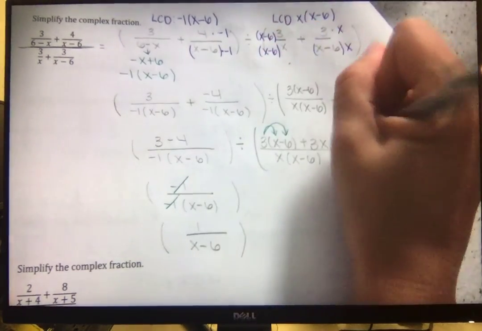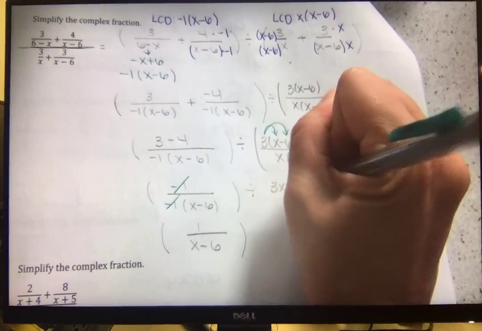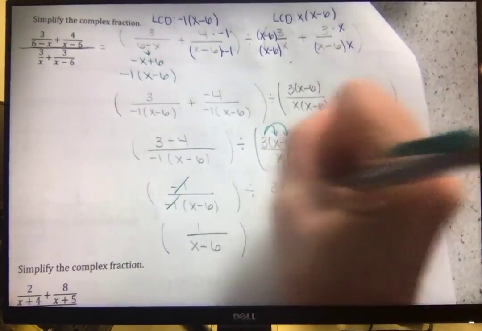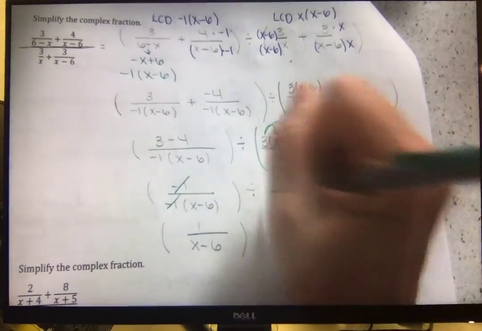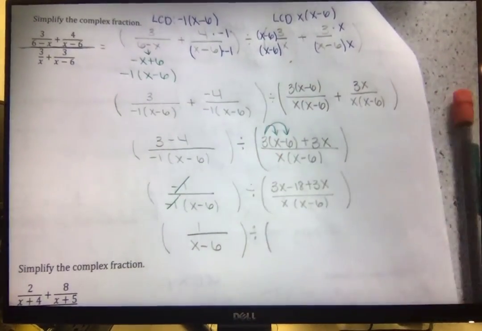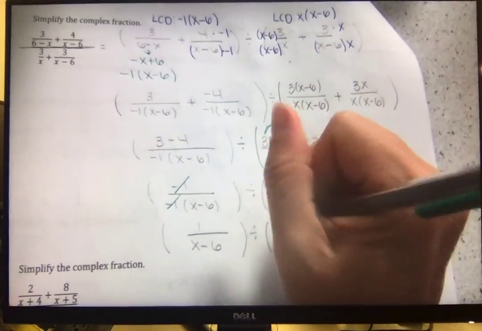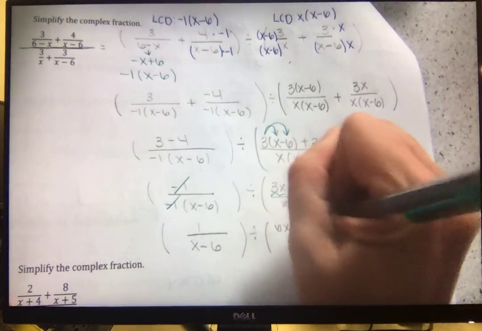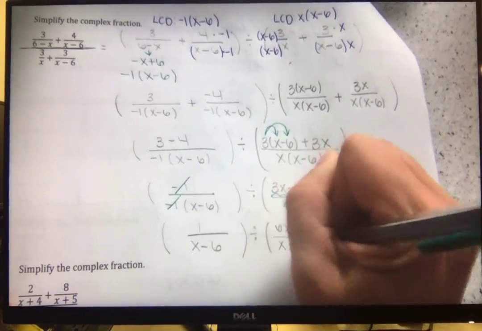So, 3x minus 18 plus 3x all over x times x minus 6. Combining like terms, 3x plus 3x, 6x minus 18 all over x times x minus 6.